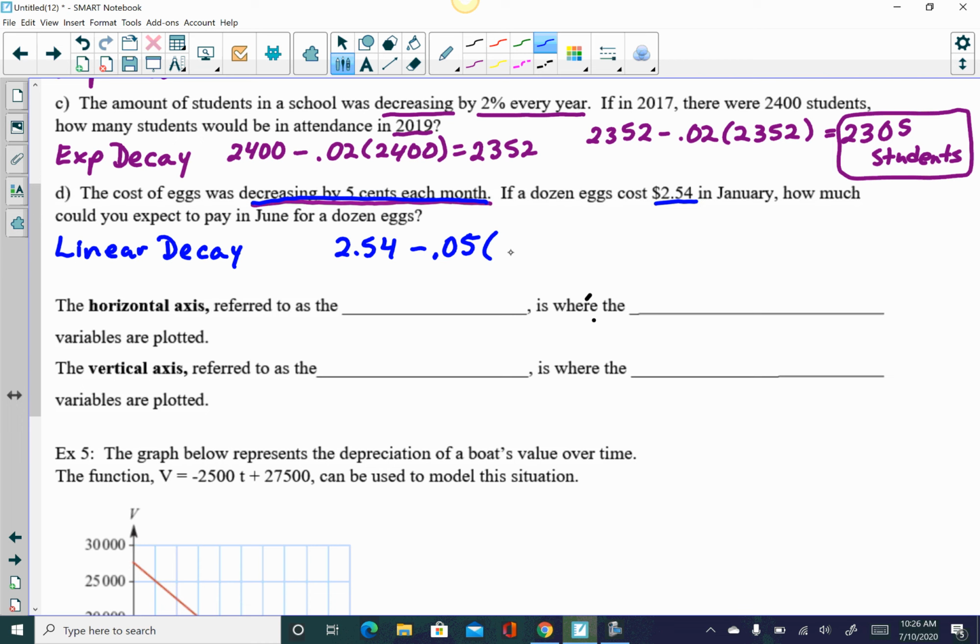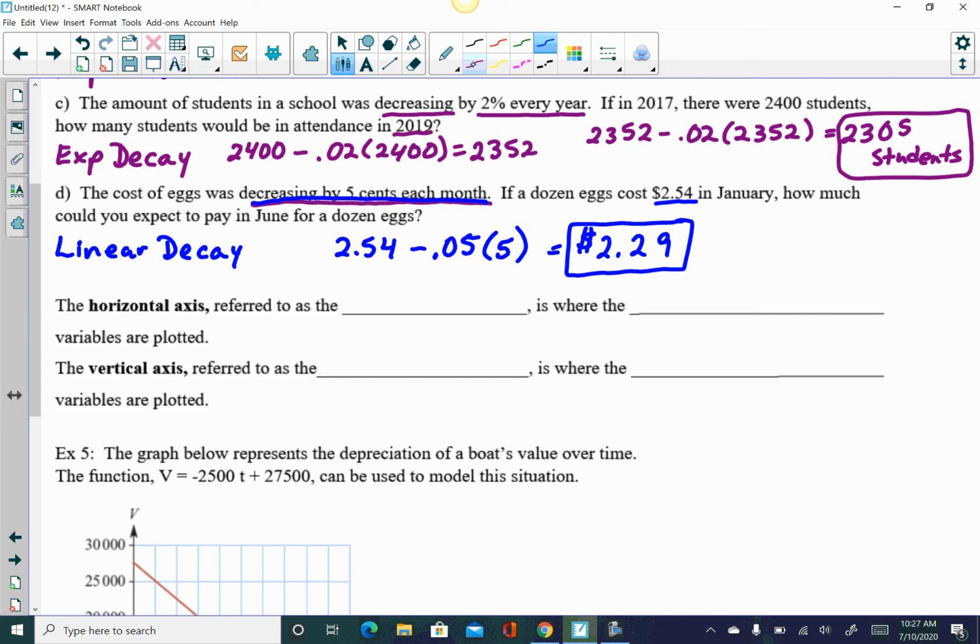And then you're going to, so this is the January amount. You want to predict the price of the eggs in June, so that would be 5 months later, because you would have February, March, April, May, June, so 5 months later. And then you could put that, like I said, in your calculator all at one time, and you should get $2.29. If you wanted to manually subtract 5 cents 5 times, it's the same thing, okay?